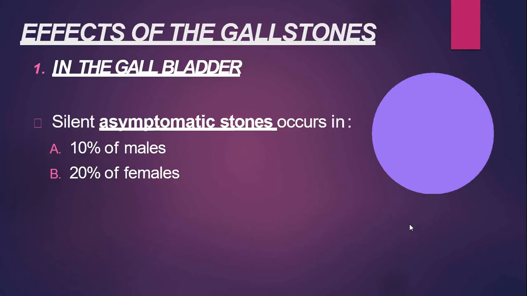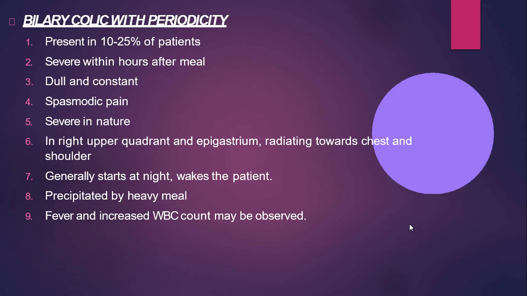Now, when they are in the gallbladder, as I said, they are mostly asymptomatic, so known as silent stones. 10% of the males and 20% of the females have silent stones. But there are many stones which cause problems. That problem is biliary colic, and whenever there is a colic, it always means periodic pain. It comes and wanes, so waxing and waning.